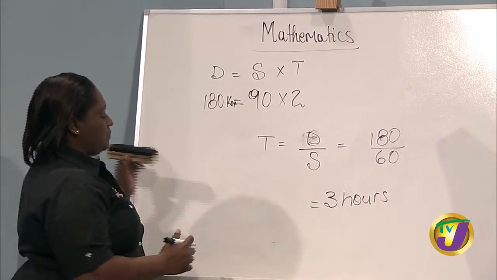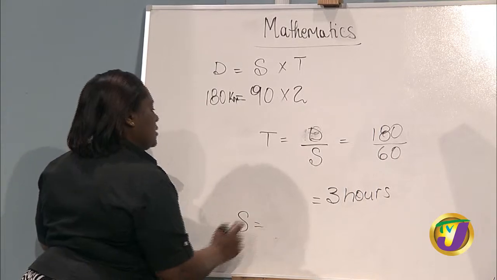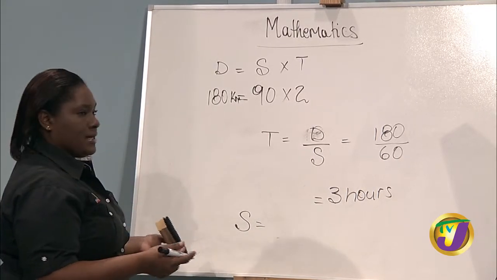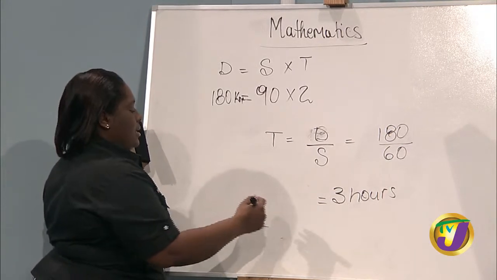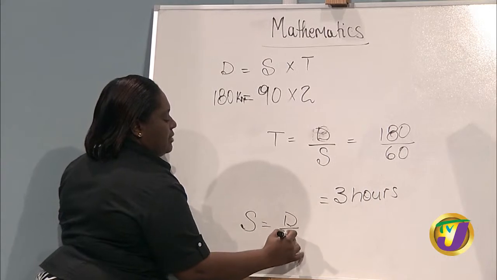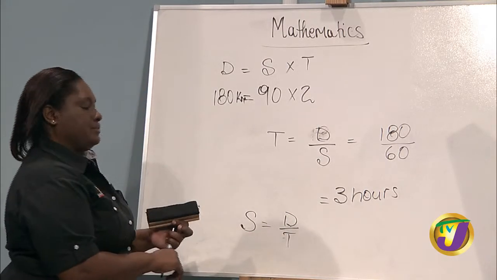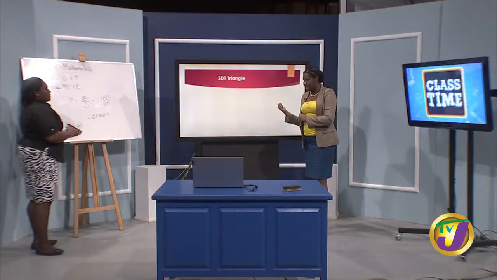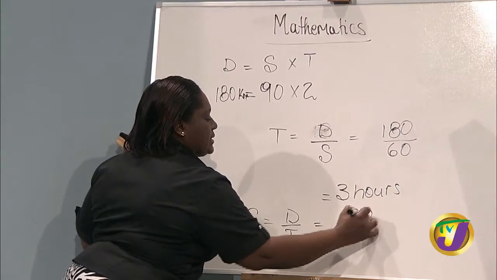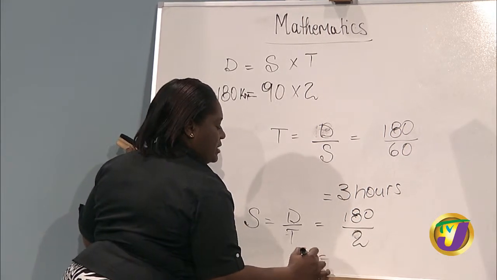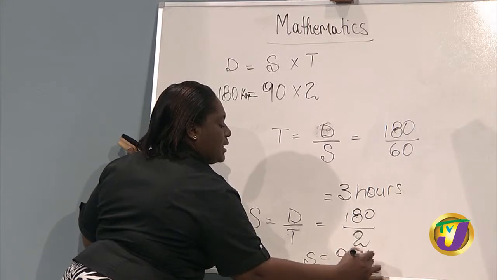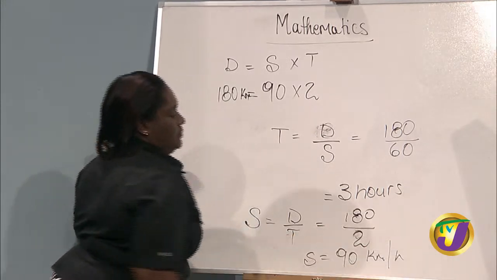And if we wanted to find the speed, as we did? For persons who are more advanced and have gotten the hang of this, we can see that we could transpose the formula and get distance divided by time. That's what we did in the first instance. We divided the 180 by the time that was given, which was 2 hours. 180 divided by 2 hours, and we got an average speed of 90 kilometers per hour.